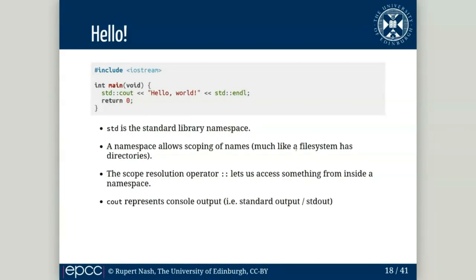Okay, looking at the code just a little bit further. The std, as it says here, is the library namespace. So namespaces, it mentions that you can see them like directories in the file system. But you could also see them a bit like how you group things together to form effectively a module. It's where we would collect a set of related functionality. The double colons are what we call the scope resolution operator, and it allows us to access something from inside that namespace. So that's how we get a handle on this cout that, as I said earlier, represents the console output. And you might be familiar with standard output and also standard input.